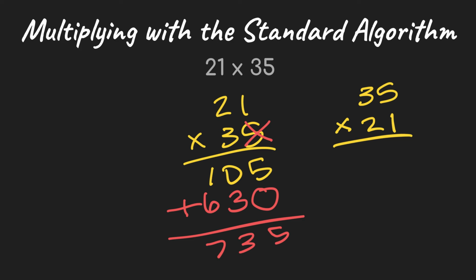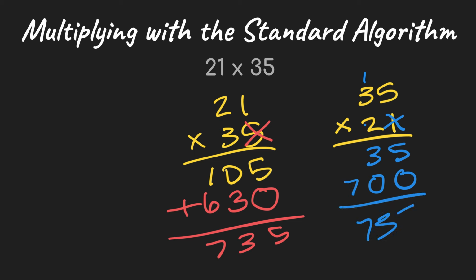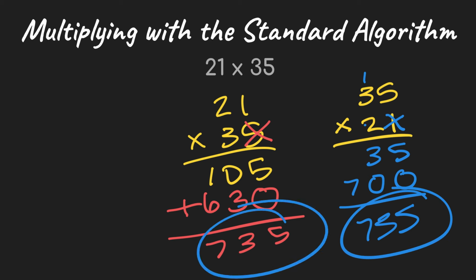I'm going to do the same thing over here. Let's see. 1 times 5, 1 times 3. I'm done with the 1. I'm going to draw a 0. 2 times 5 is 10. I regroup. 2 times 3 is 6, plus 1 more, 7. We get 735. Same answer both ways because multiplication and addition can be in any order you want.